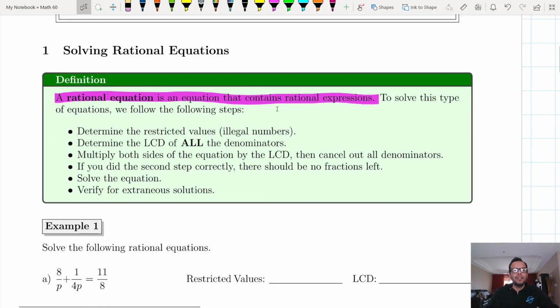And the following are the steps to solve those equations. We need, number one, to find the restricted values, as opposed to other equations, like, for example, what we covered in chapter 2 during the first week of classes. We solve linear equations, or first degree equations, and for those equations, we just solve them using all the steps that we know, all the techniques.